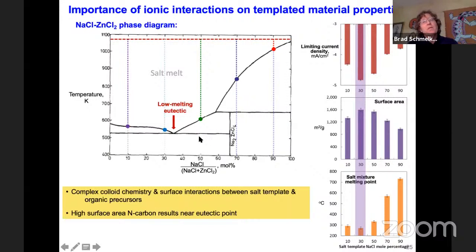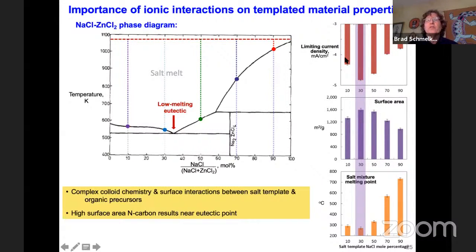So when I mentioned that the cyclohexanone and the urea had a low temperature melting eutectic that was advantageous, it turns out that's also the case for the salt template. If we look at this, this is a phase diagram for zinc chloride and sodium chloride, as a function of temperature and the relative mole fraction of sodium chloride. We took samples, this was Niels Zusplaat before he finished his PhD, at 10, 30, 50, 70, and 90%.